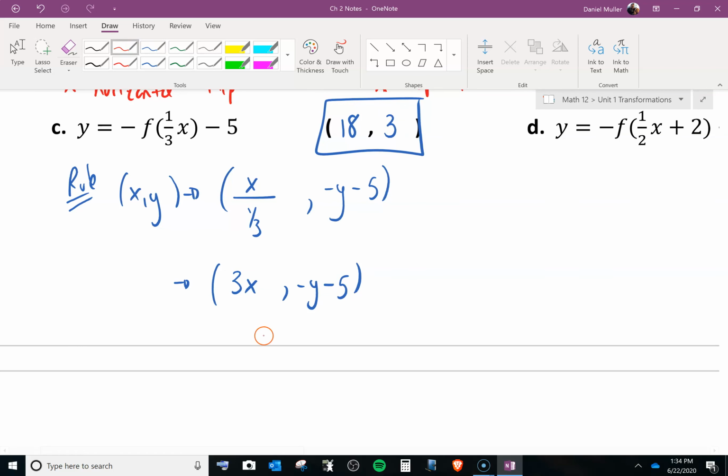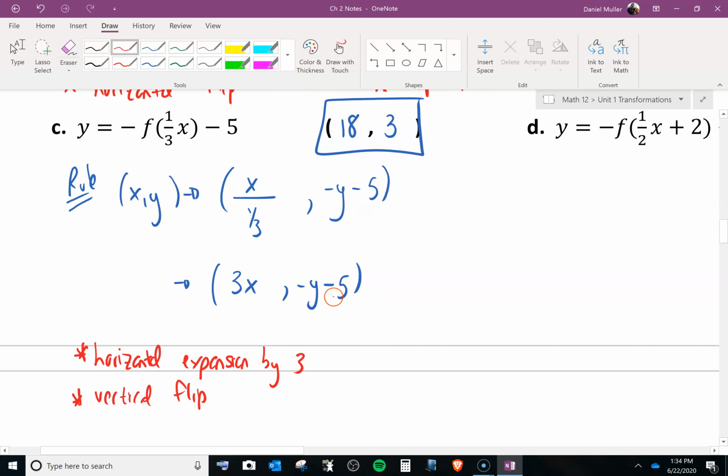And if you needed to write down what's happening, well, I'm timesing my x by 3, so I would say that's horizontal, because it's the x. Is it expanding or is it compressing? I'm expanding it. I'm timesing it by 3. I'm making it bigger. So it's a horizontal expansion by 3. Now for the vertical, I've got a negative y, so it's going to be a vertical flip around the x-axis, and then a -5 is going to go down 5. So those are the 3 things that are happening to this.